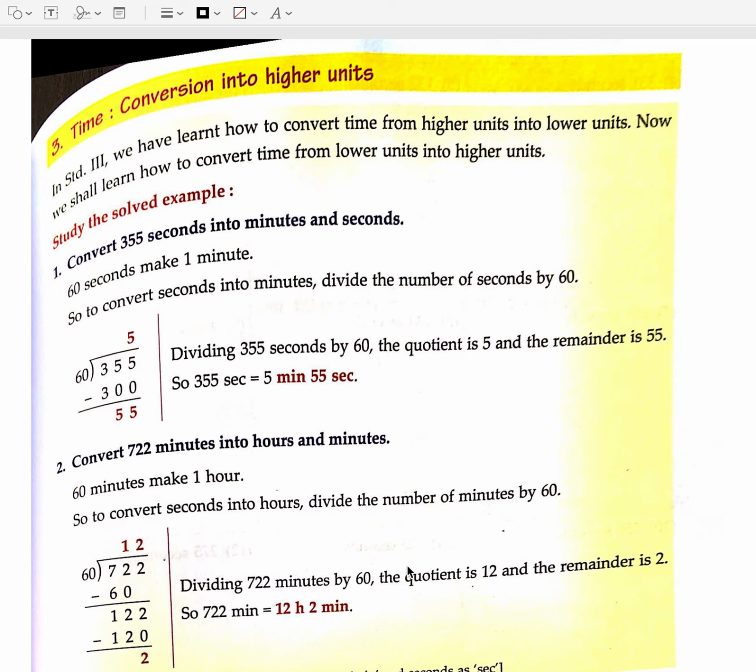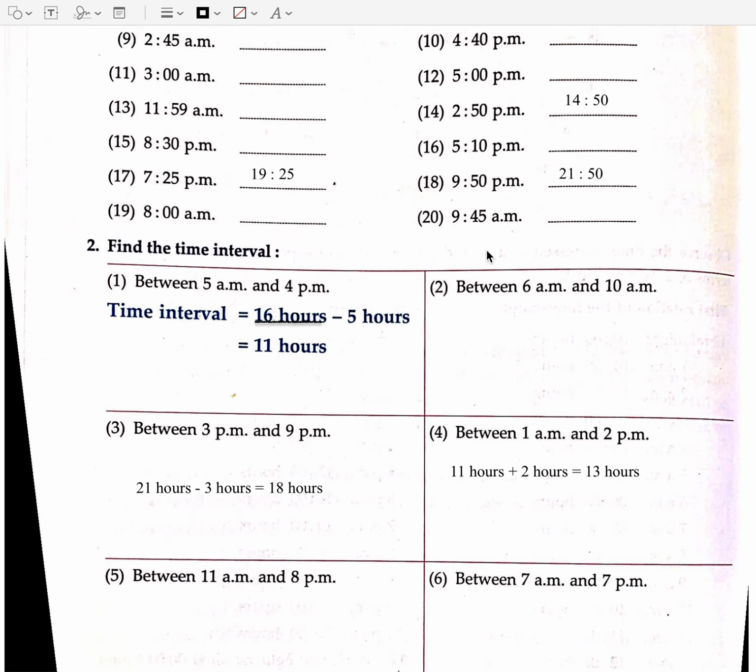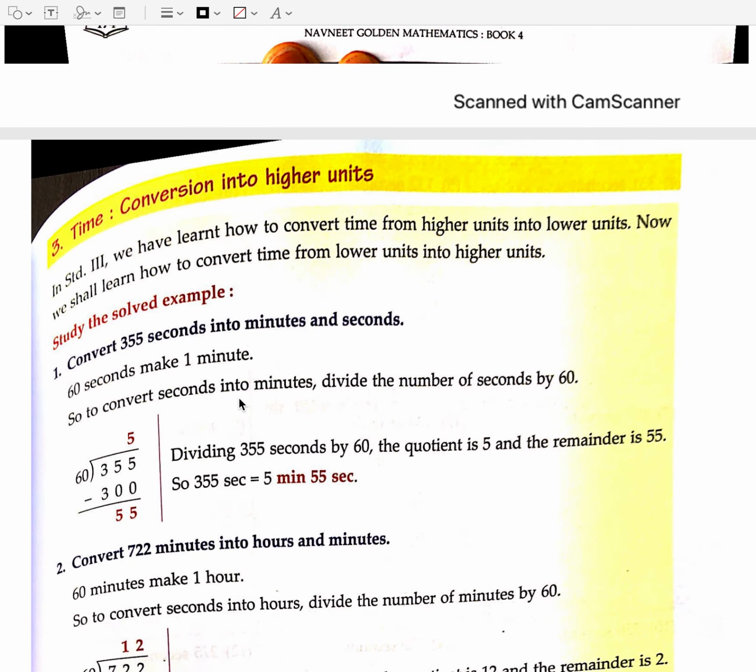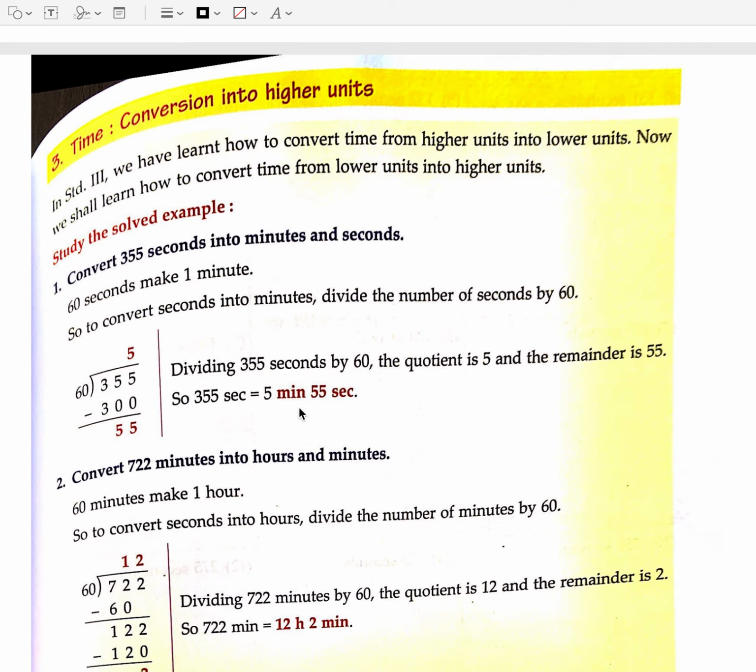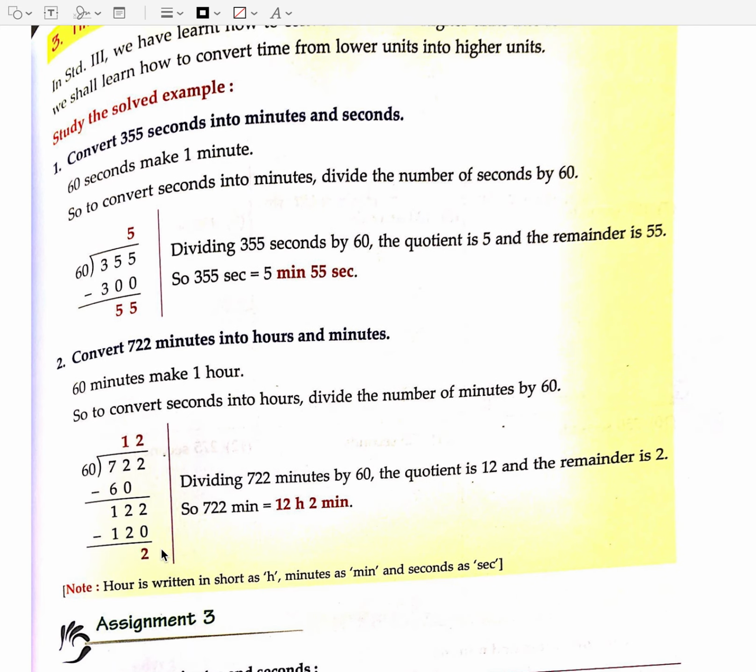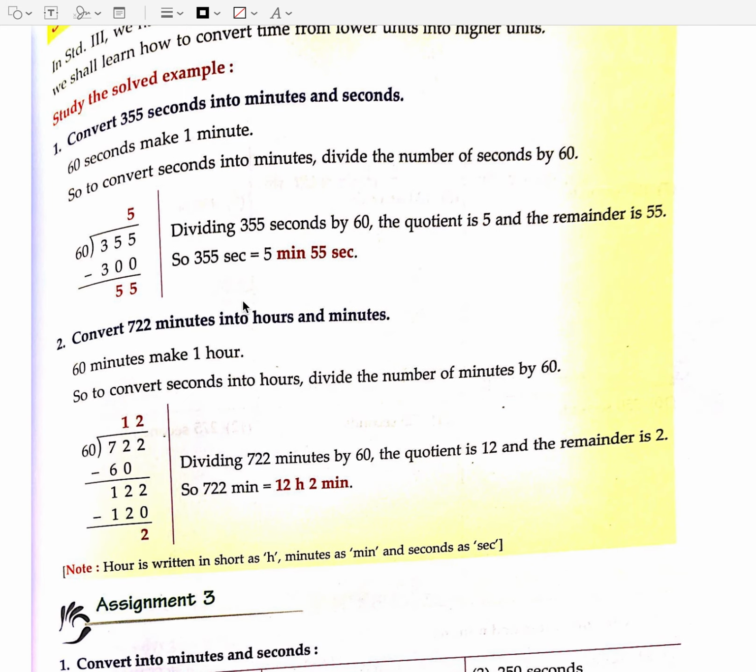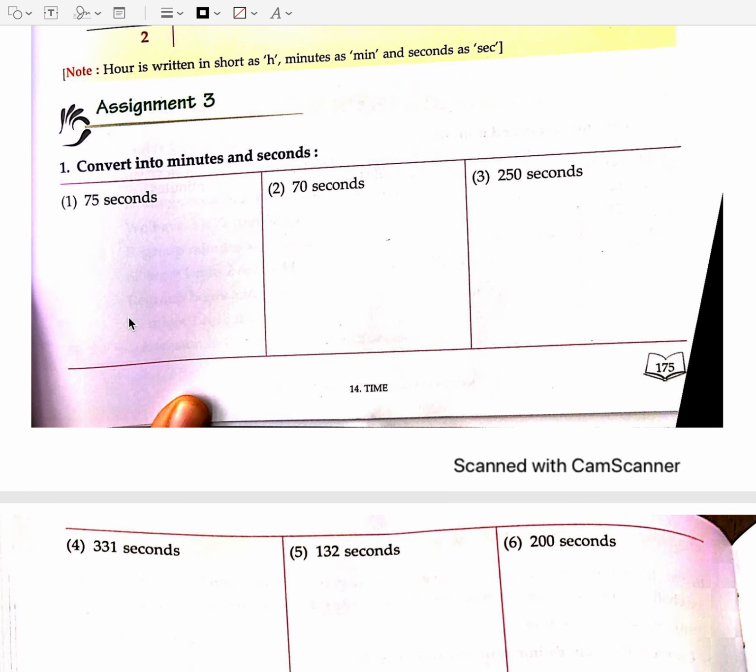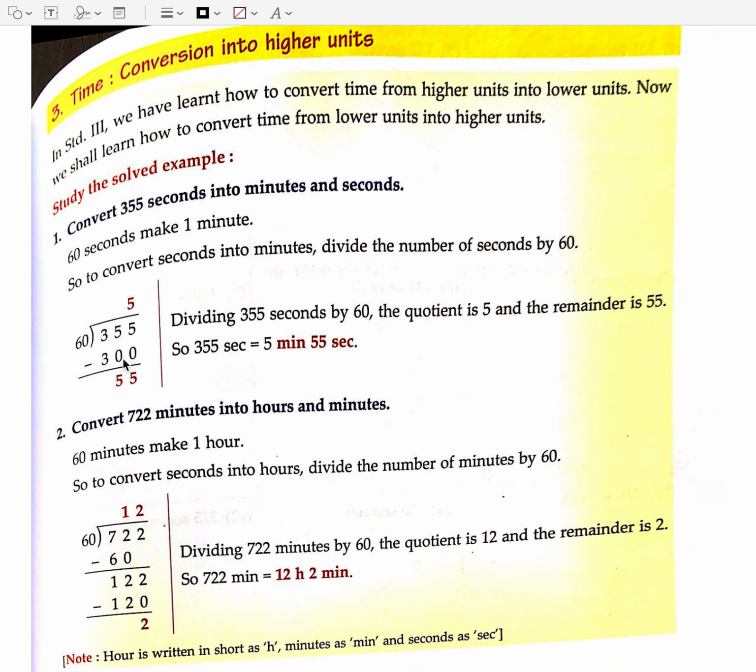Welcome to part two of chapter 14, which is time. In the previous video we did the conversion and the time interval. Now we'll do conversion into higher units. So here we have to make smaller units like seconds into minutes and seconds, and maybe we have to do minutes into hours and minutes. So first let us see how to do it.